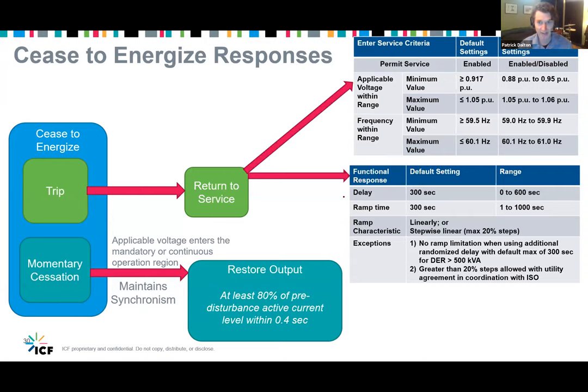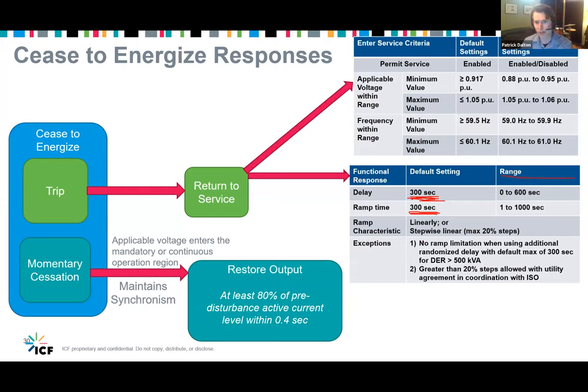The device trips, and then there is a 5-minute delay as the default. So we're looking at the functional response. We have a 300-second delay. What's new about this standard now is there's a default ramp time of 300 seconds, or 5 minutes, as well. Both of these are adjustable within the range in the right-hand column. But there's thinking about the potential grid impacts of a large number of systems suddenly coming back online after 5 minutes, and what that can do to voltage regulation, mostly. There could be thermal impacts, but that would happen over time. We want to have a smoother reconnect. So a ramp rate that's either linear or stepwise linear is really what's expected.